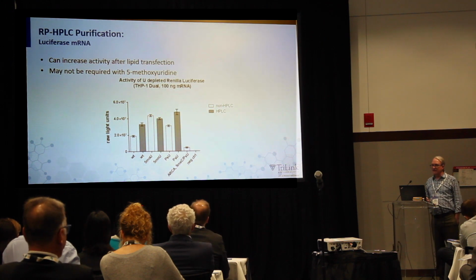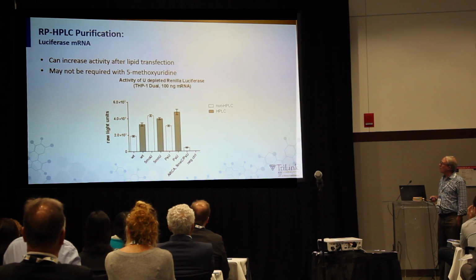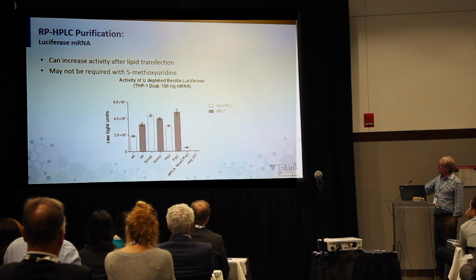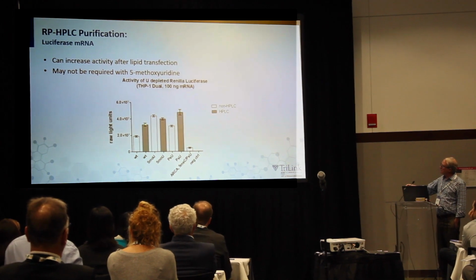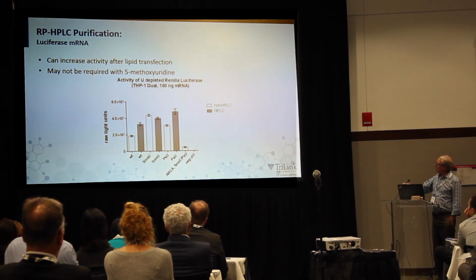And that has effects on activities. So here, this is in THP1 cell, which is a monocyte cell line that's been differentiated. And you can see that HPLC purification of wild-type RNAs gives a significant increase in the activity. Same is true with pseudo-U.